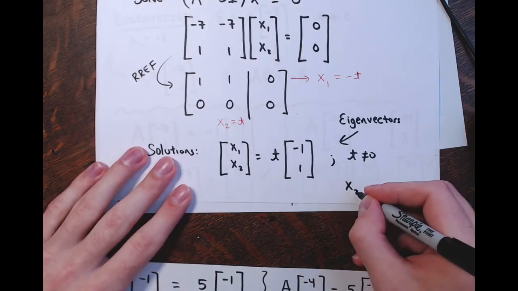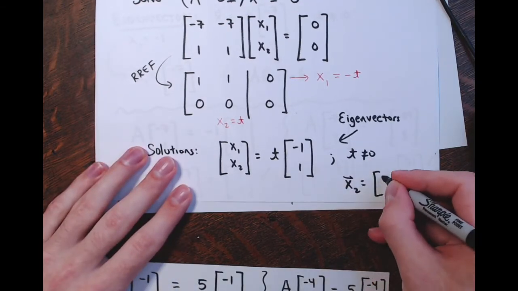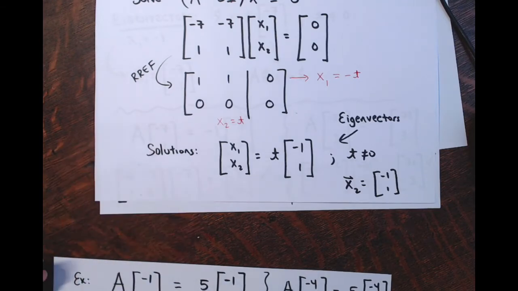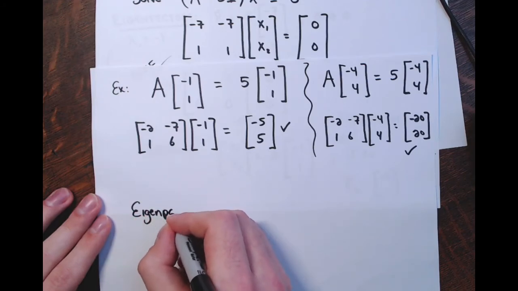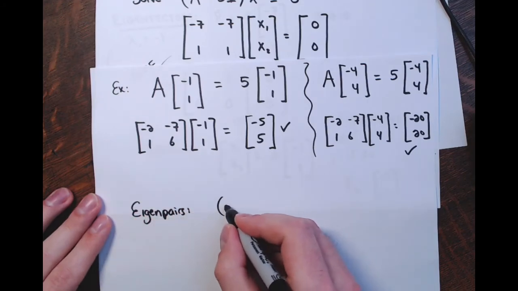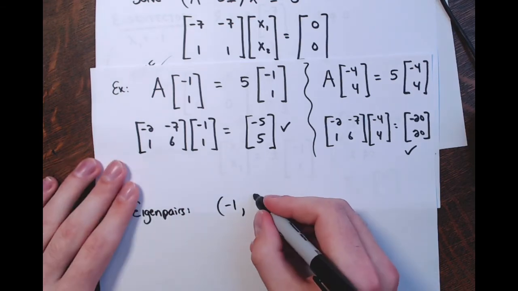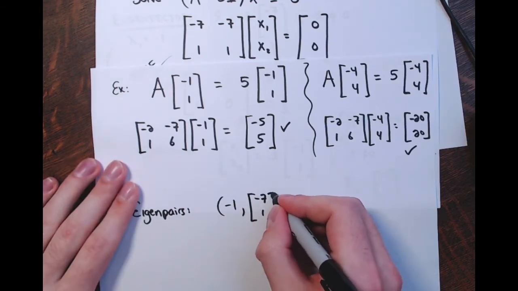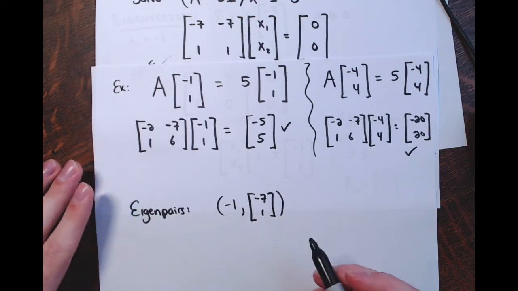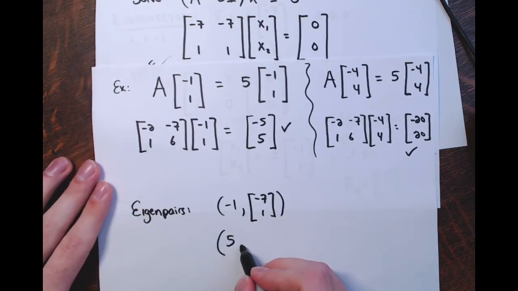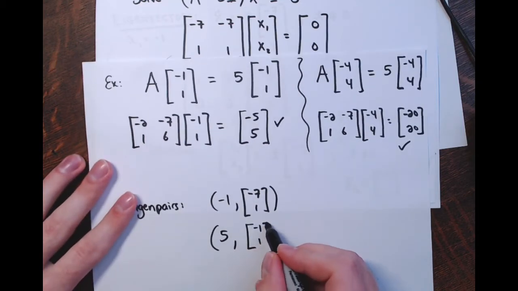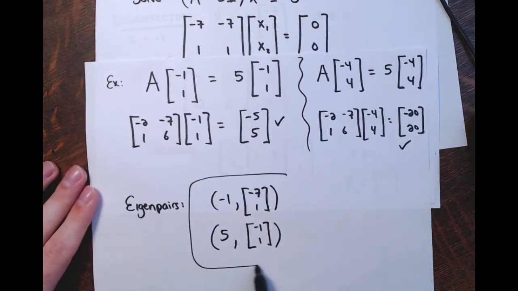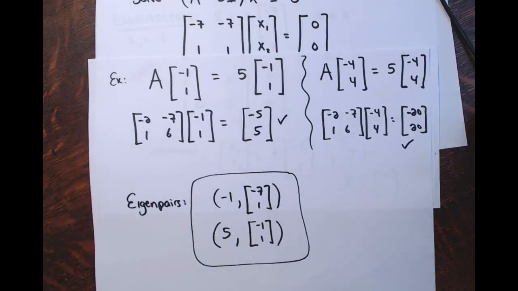All right. Now again, because it's any multiple of this negative 1, 1, typically they'll just say, let's just take x2, the second eigenvector, to be negative 1, 1. All right, and then I get some eigenpairs out of this. Some eigenpairs of A are, lambda was negative 1 earlier, and we found that vector negative 7, 1 was an eigenvector corresponding to lambda equals negative 1. And then for lambda equals 5, we ended up with the vector negative 1, 1 here, and any multiple of negative 1, 1. So here's a couple eigenpairs of A.